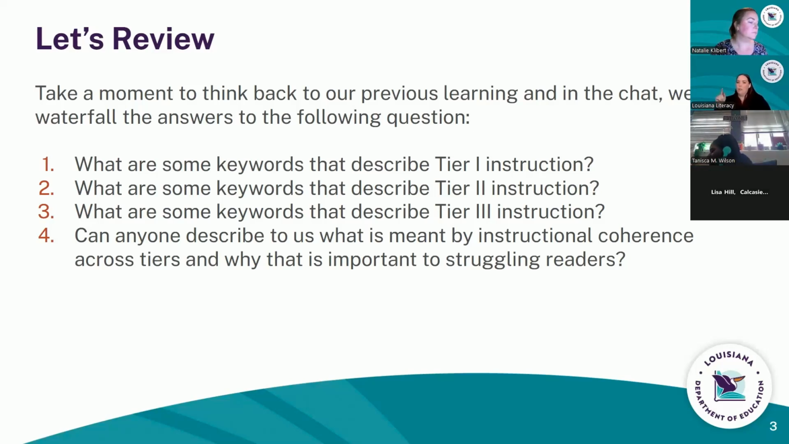Now, one more thing, we won't do waterfall for this. I'm going to lean on some of my veteran participants. If anybody could describe to us, you can do this in the chat, or I would love it if you would come off of mute and just talk with us. Can anyone describe what is meant by instructional coherence across the tiers and why that might be important to struggling readers? Does anybody remember that or want to give it a try? Want to be brave? We can break that question down if you only know part of it. Like, what do we mean by instructional coherence across the tiers?